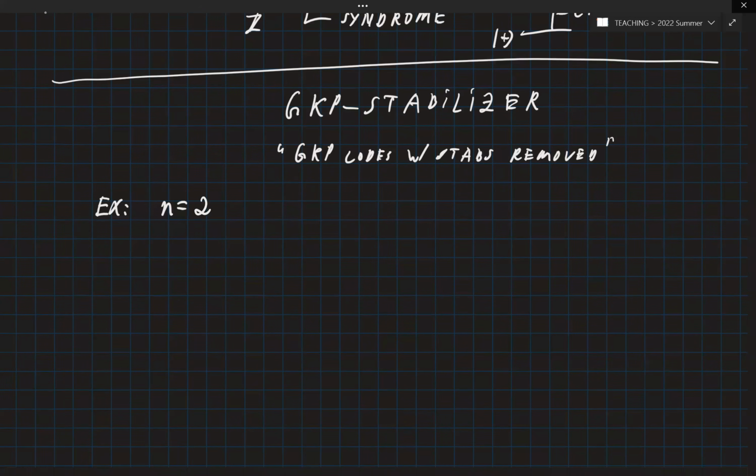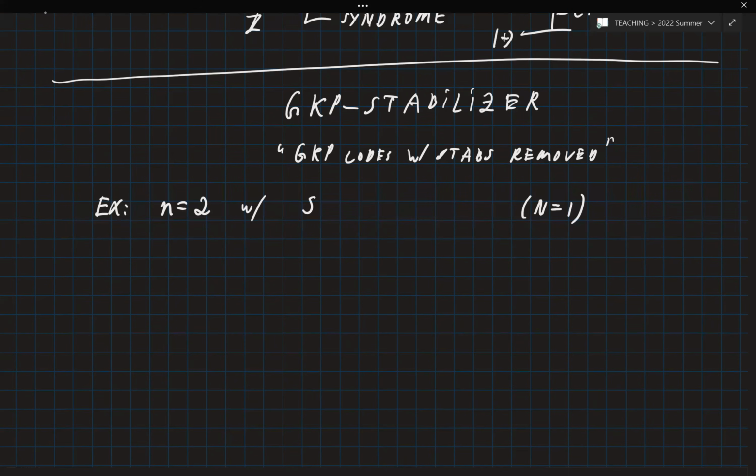We're going to have a 2-mode GKP stabilizer group with S1 now corresponding to capital N equals 1. We're going to have stabilizer generators supported on mode 2 only. I'll just do the subscript labels here. Square root of 2 pi, N equals 1. So not 2 square root of pi, but square root of 2 pi. And this will be supported on mode 2 only.